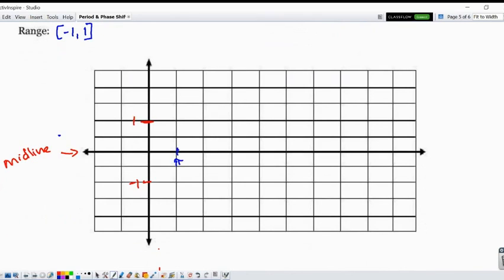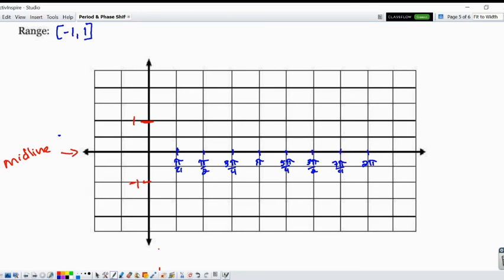So pi over 4, pi over 2, 3 pi over 4, and pi. And we would have to get one cycle within these 4 boxes. We could keep going. Call this 5 pi over 4. And all the way out to 2 pi if we'd like to see 2 cycles.